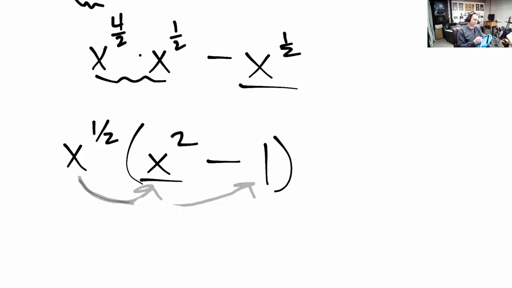So whenever you factor out, you need to ask yourself the question, what's left? What do I need to multiply what I factored out by to get what I had originally? So we're pretty close here, but there's one more step. Does anyone recognize it?